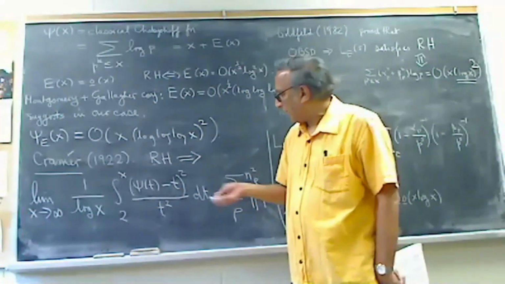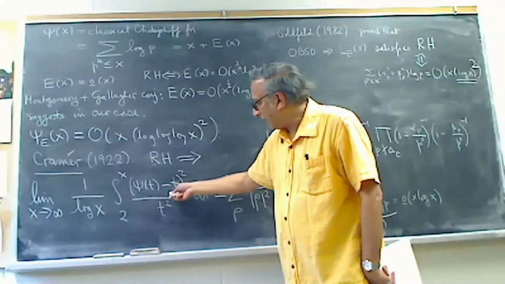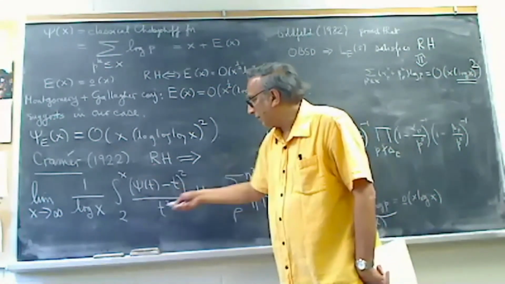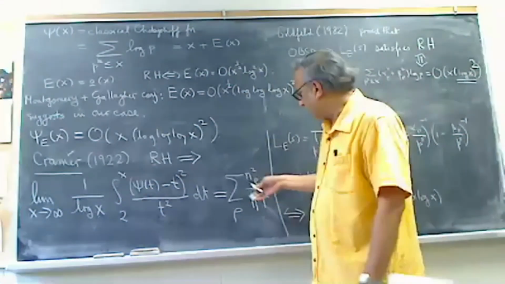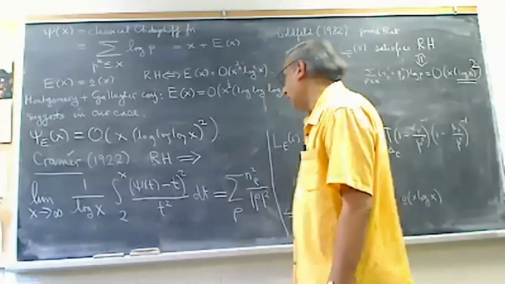If you have root t there, when I square it I'll get a t, and t over t squared is 1 over t dt. If I integrate that, I get a log x, and that cancels with the log x, and more or less get 1. But essentially, that's what this is saying. This is a remarkable theorem.